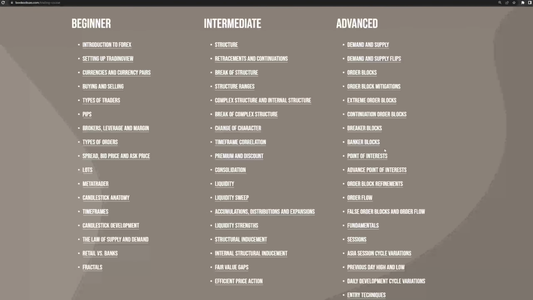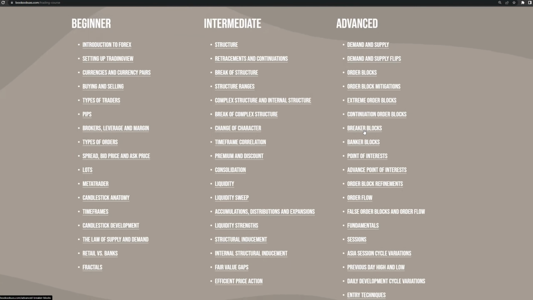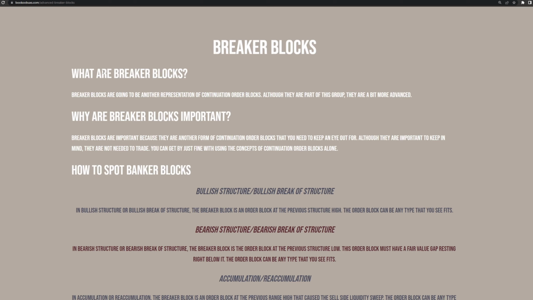Now I'm going to get into breaker blocks. Essentially, a breaker block, you may see this a lot, especially if you're watching a lot of ICT stuff. I'll break this down and give my perspective of it. Breaker blocks. What are breaker blocks?